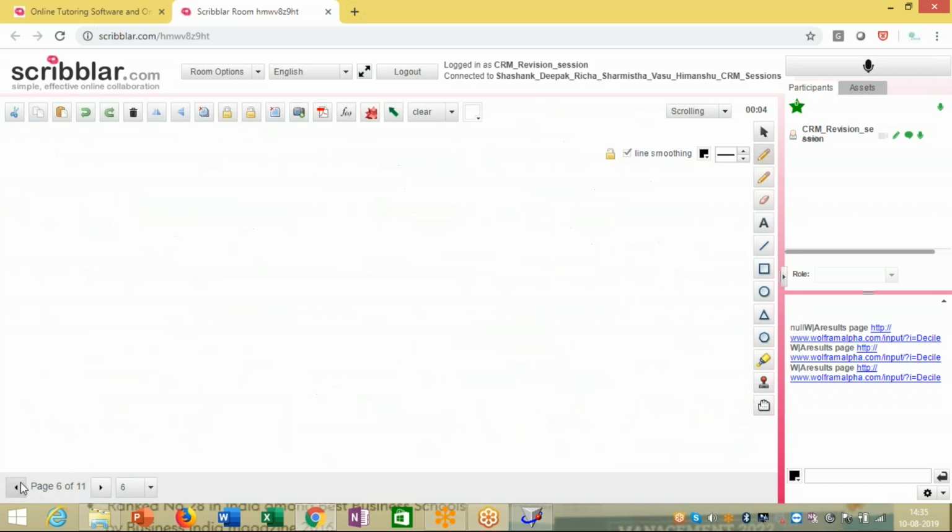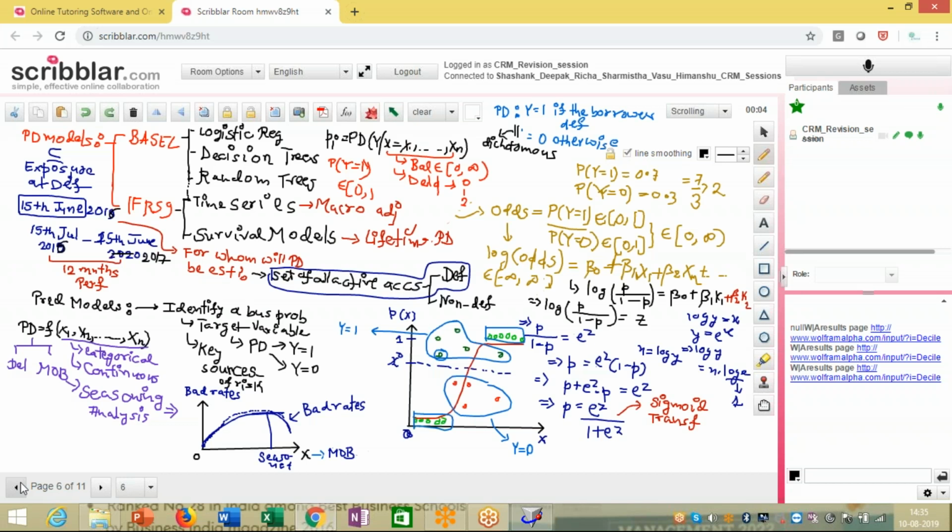Basically, we will try to understand the modeling frameworks. We'll talk about logistic regression, decision trees, random forests, time series, survival models, and so on. We'll explore end to end the algorithms or the framework of these models, and we'll try to link it back to the type of models that can be developed.